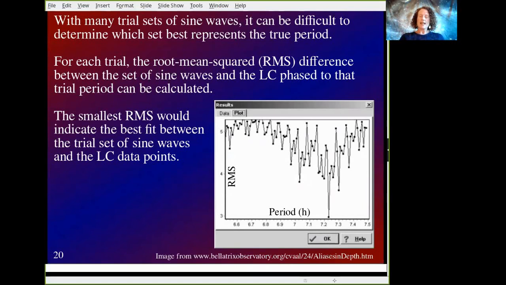On the x-axis of this graph, we have the period in hours. This was done for an asteroid light curve. And on the y-axis, we have the RMS. What you can see here is that the lowest RMS happens between 7.2 and 7.3 hours. There's a very distinct minimum there. That would indicate that that is the best trial period that was done, and the RMS of the other trial periods was significantly larger.